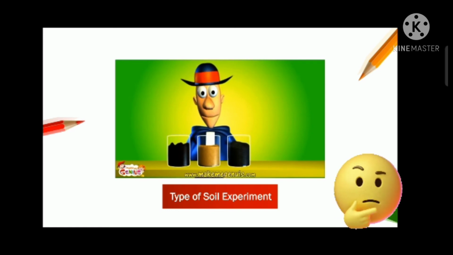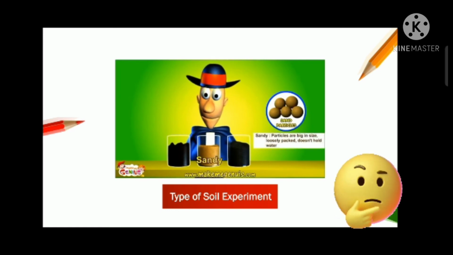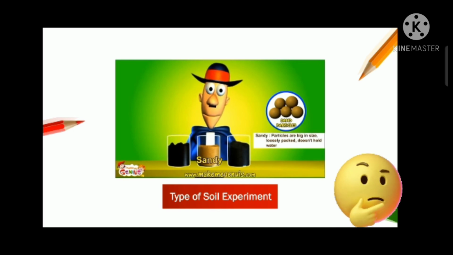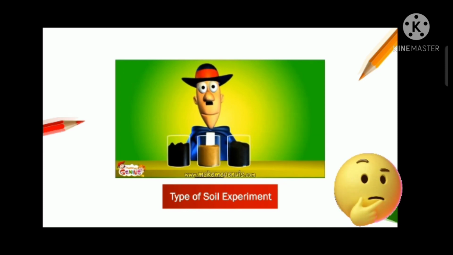Now, see jar 2. It is sandy soil. Its particles are bigger in size and further away from each other. There is a lot of space among particles. Water passes through these pores and does not stay in this soil for very long.